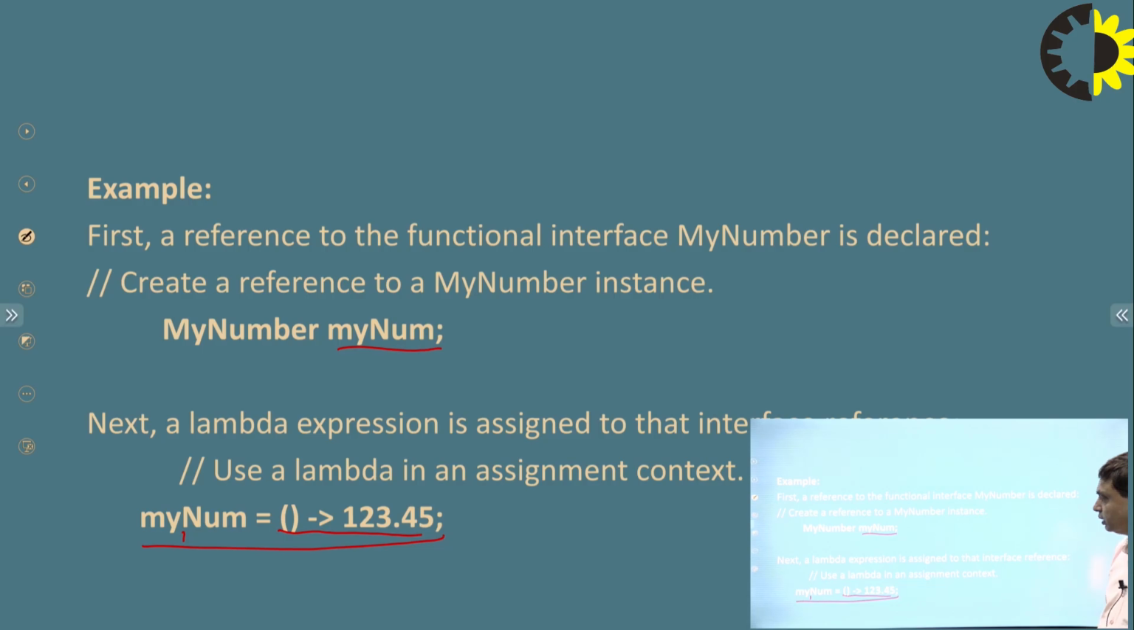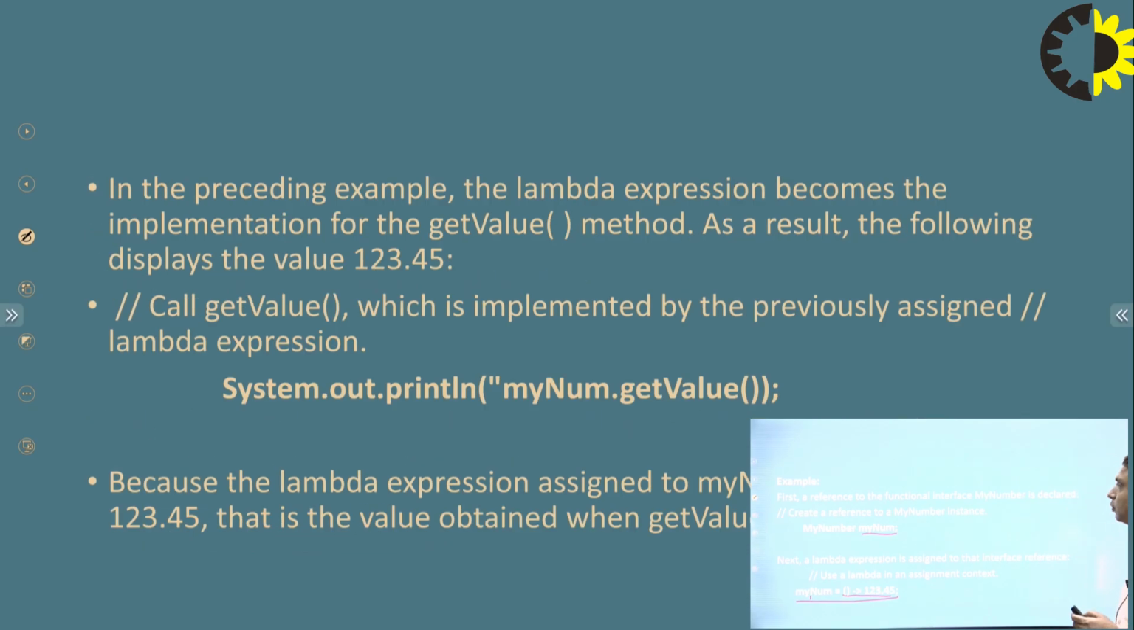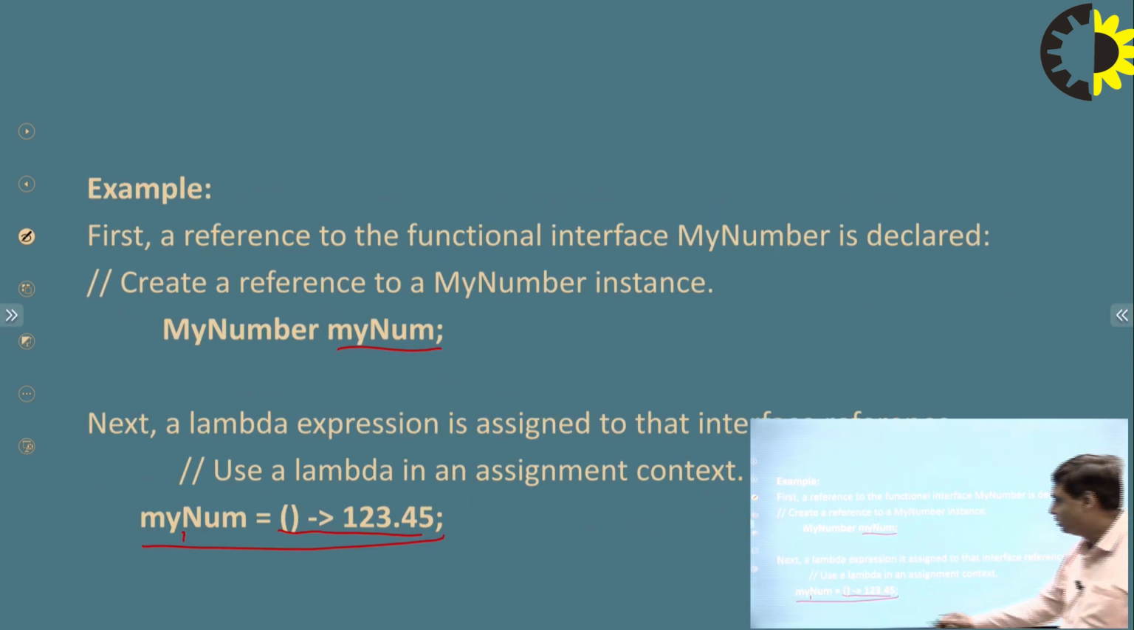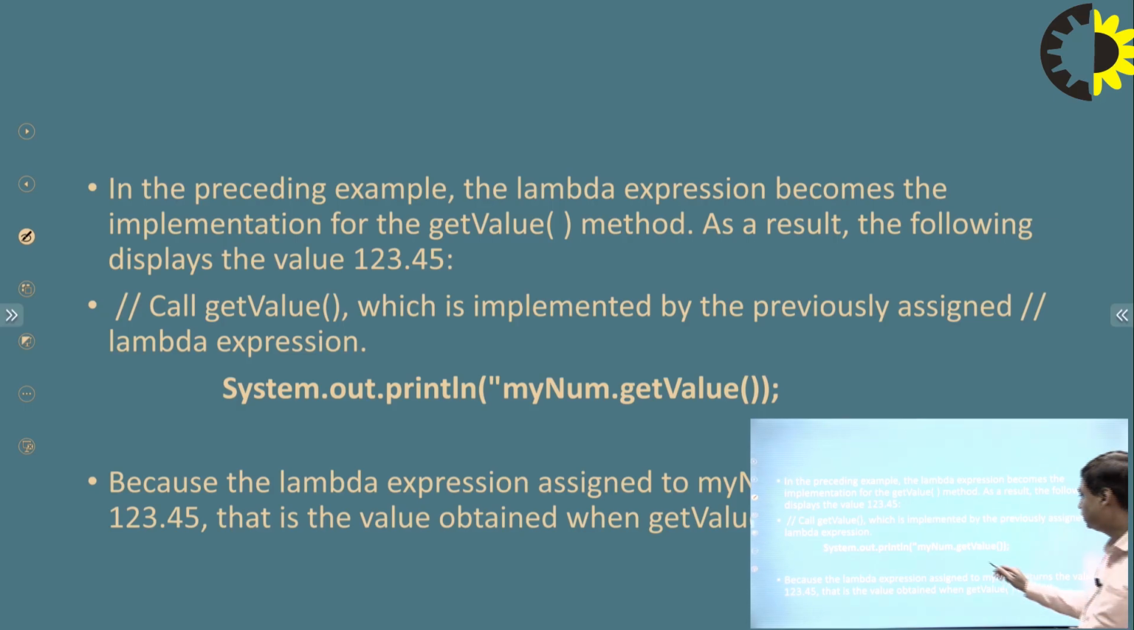So, here you can see we have given the implementation for the abstract method getValue, just by assigning the lambda expression to the reference variable. Now, I will go into detail in some slides on how to define the lambda expression. This is just an explanation about the previous slide. After assigning the lambda expression to the reference variable of the functional interface, we can just use the getValue method.